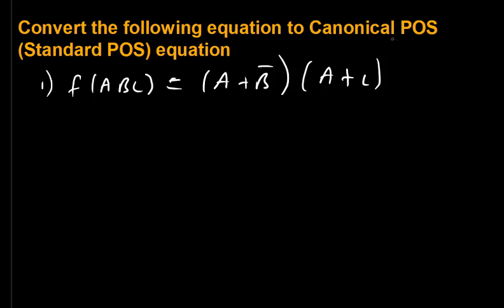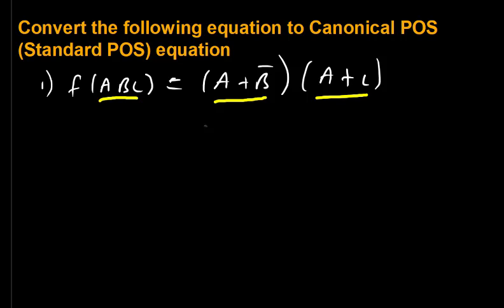Now the next problem is to convert the following equation to canonical POS, that is product of sums. Canonical is also called a standard POS equation. So we have the equation f of A, B, C. It is a three variable equation, which is A or B bar, and A or C. In this equation C is missing, and here B is missing. So how do we solve it?